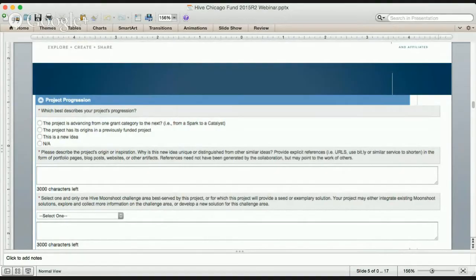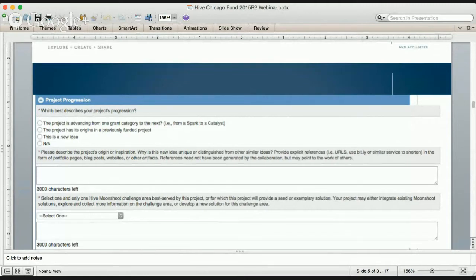So again, this is project progression. If you've been in the application, which we hope you have, you've seen this question. This is what we like to call, and I think Robert came up with this term, breadcrumbs. Please describe your project's origin and inspiration. Why is this new idea unique or distinguished from other ideas? And we want you to provide actual references. For example, working in the open, some of the documents that you plan to create for this project. What have you done in the past that highlights the work that is leading up? Or maybe it's not what you have done, but what others have done, and you're remixing it in some way.